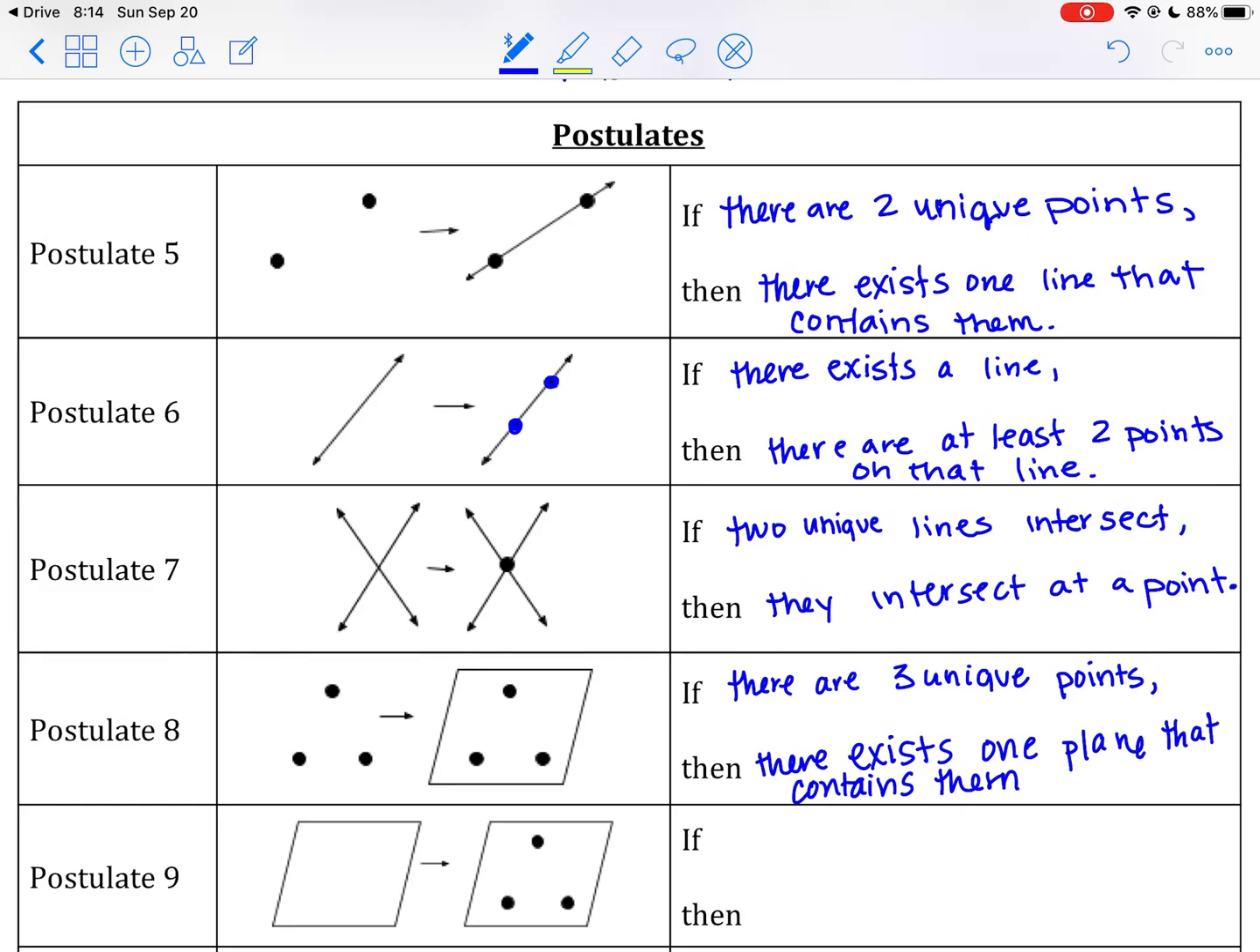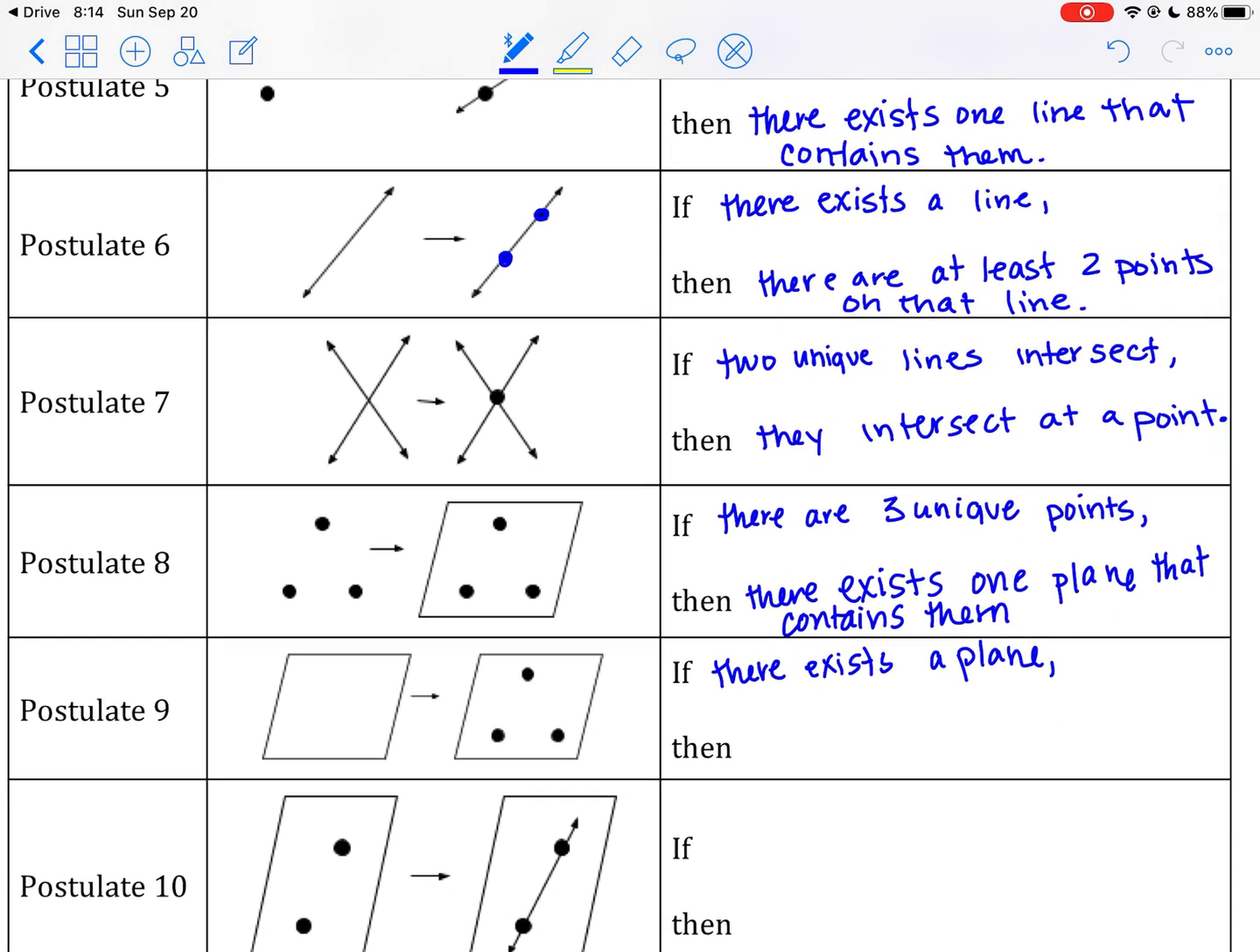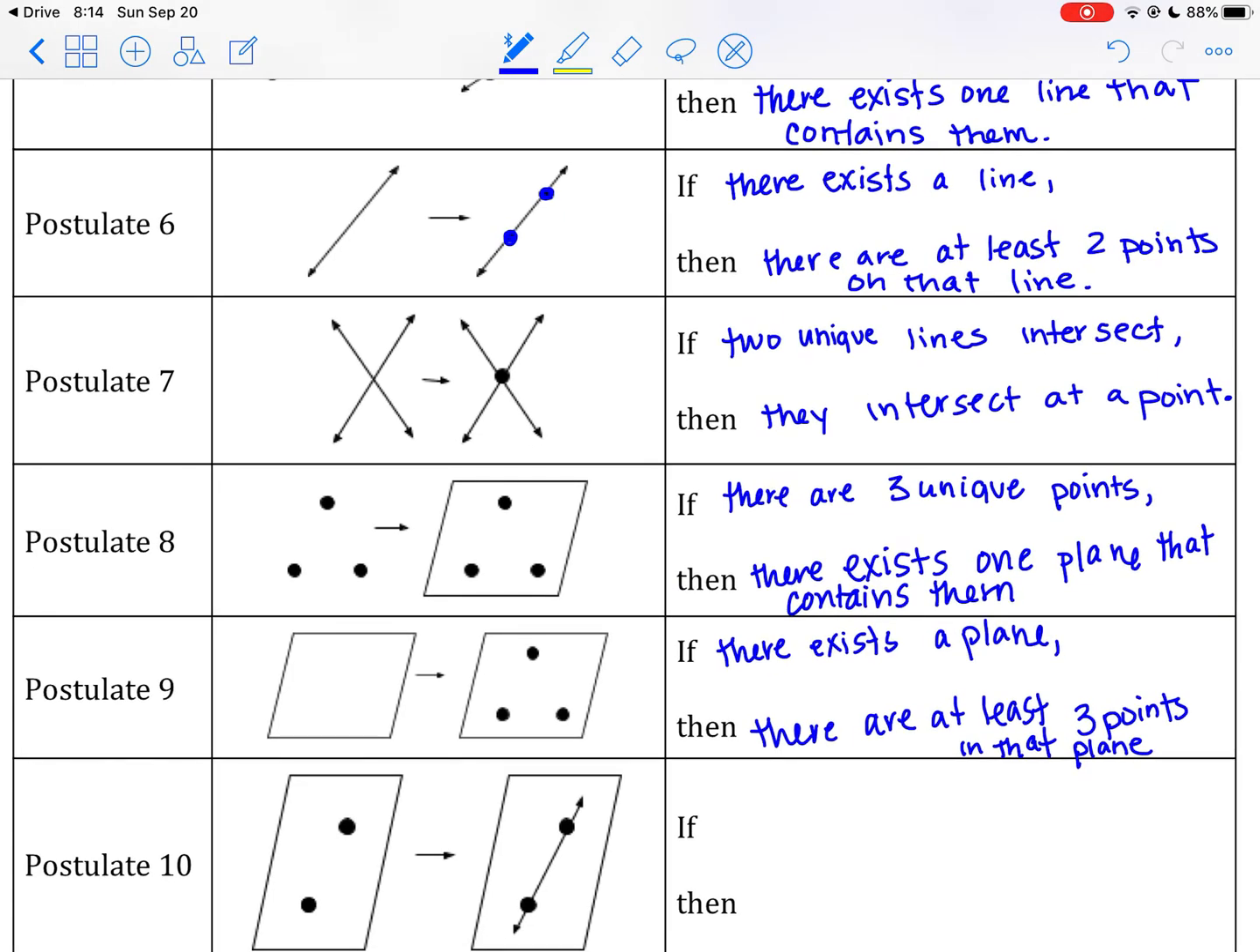Postulate 9 is going to be the opposite of that. If there exists a plane, then there are at least 3 points in that plane. There are actually many, many more, but there are at least 3 points in that plane in order to define it.